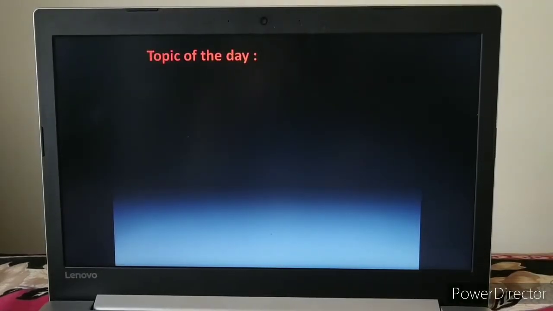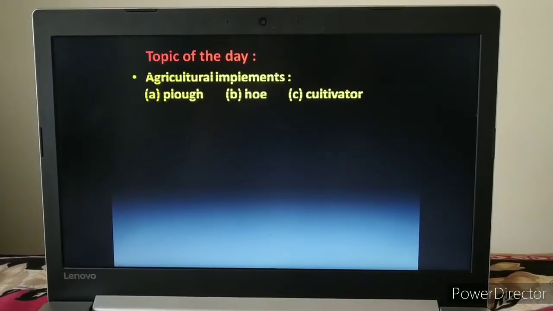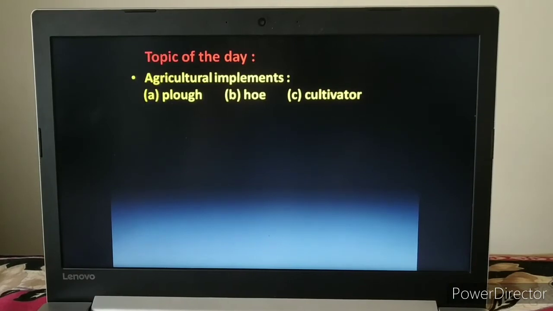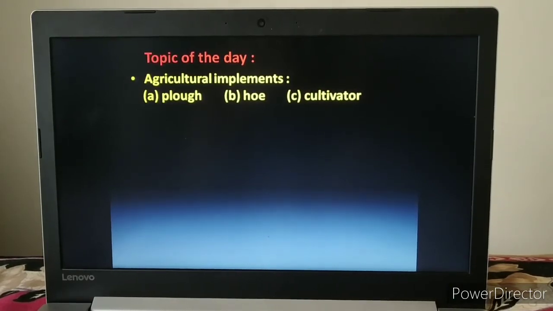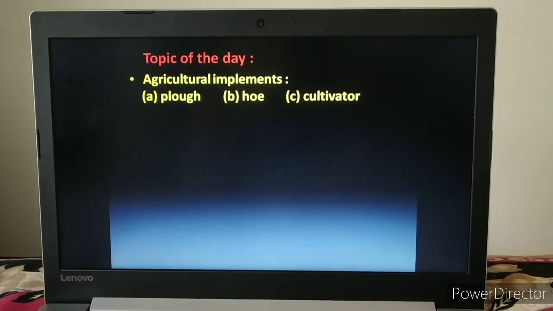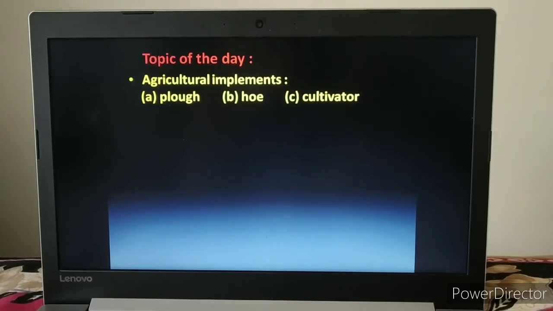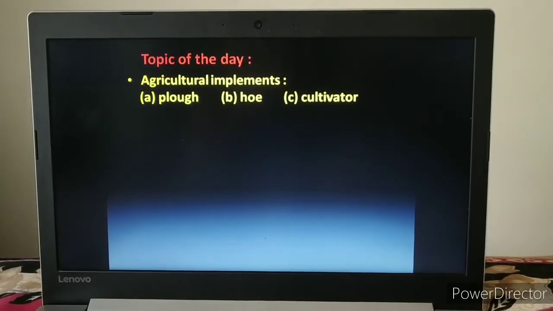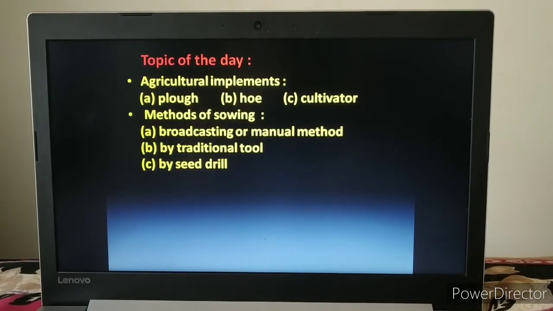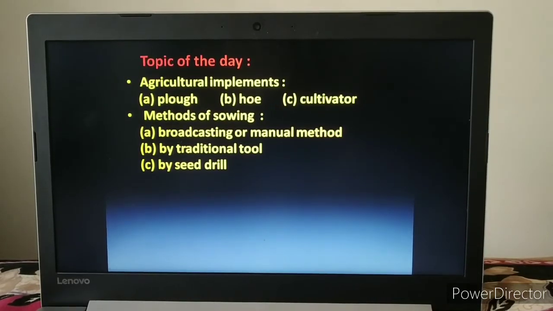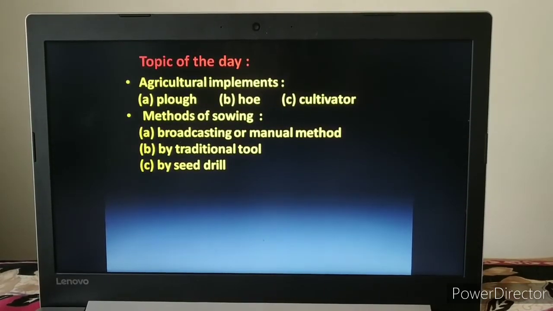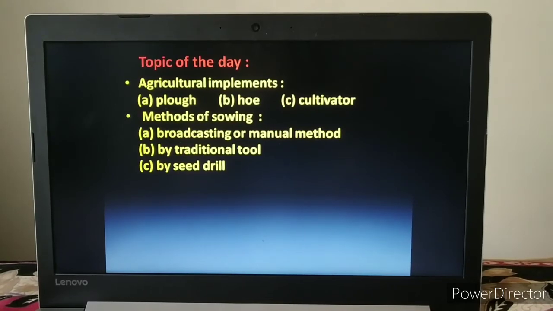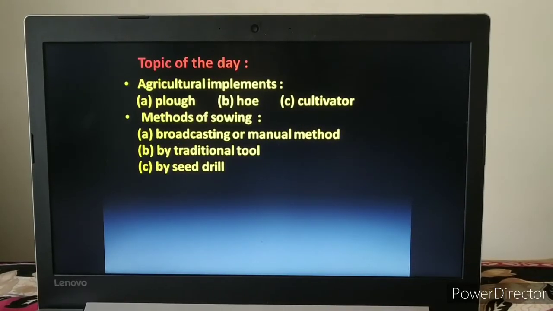So, topic of the day, what we have learned today. We have started with agriculture implements. The instruments that we are using for agriculture practices are plow, hoe and cultivator. And next we have learned methods of sowing: the broadcasting method, manual method, traditional method and seed drill.